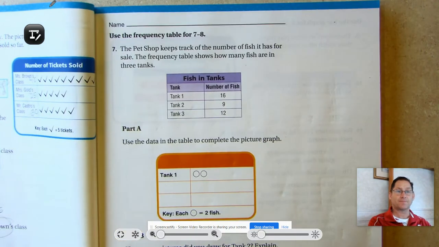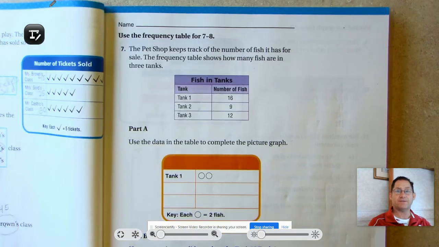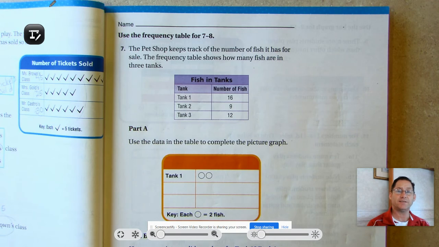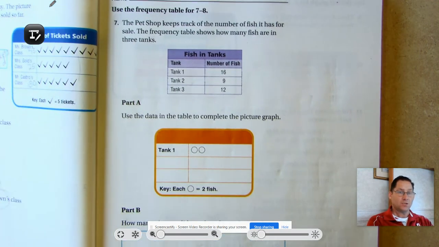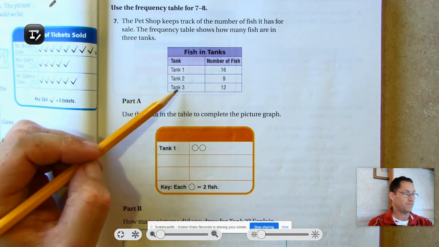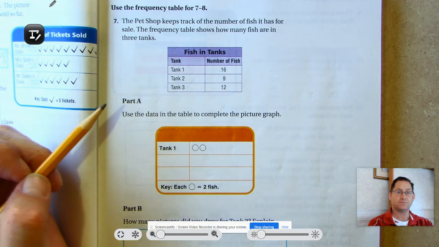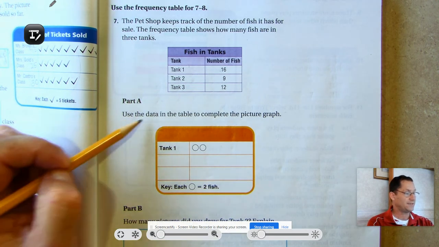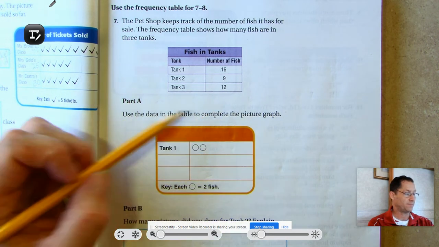Number 7. The pet shop keeps track of the number of fish it has for sale. The frequency table shows how many fish are in 3 tanks. So we have tank 1 with 16 fish. We have tank 2 with 9 fish. We have tank 3 with 12 fish. All right. So use the data in the table to complete the picture graph.